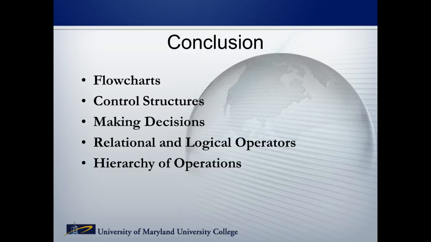So we talked briefly about flowcharts and control structures and making decisions, and the relational logical operators we talked about a little earlier. Now the hierarchy of operations, we talked about that a little bit last week. That's when you're doing the mathematical operations and combining that with the logical operators and the like. There's a certain sequence of events that happens, and I believe that I provided that in one of the previous videos.